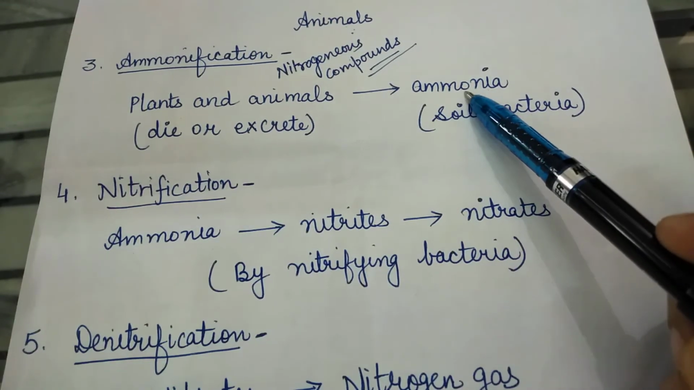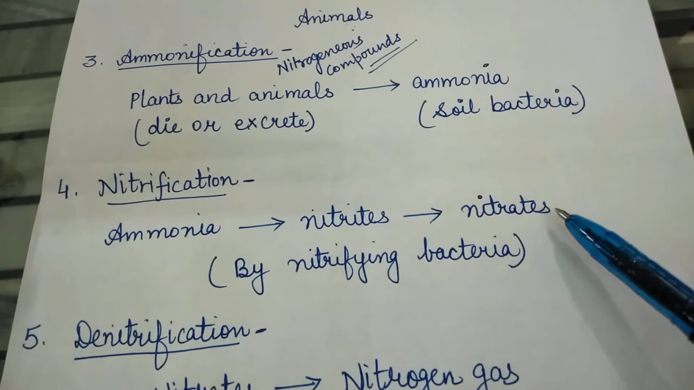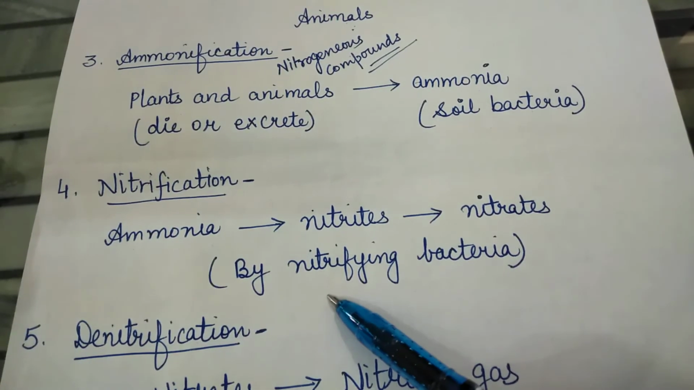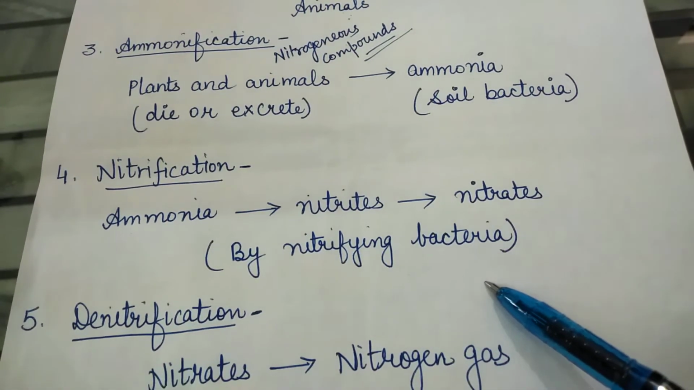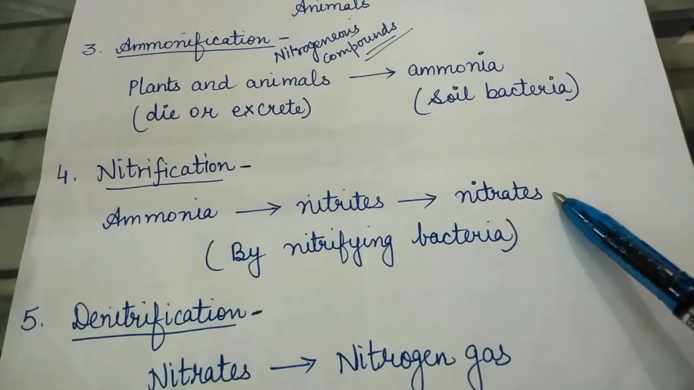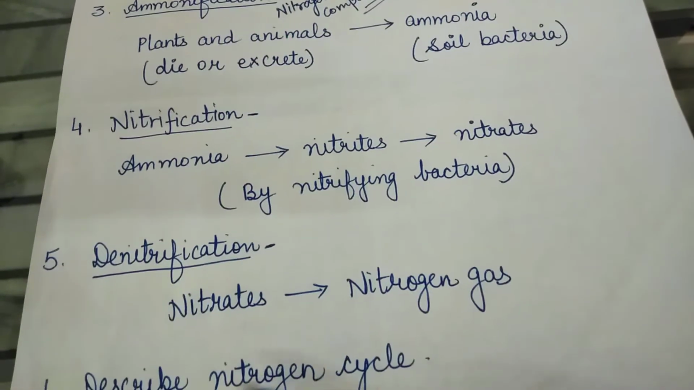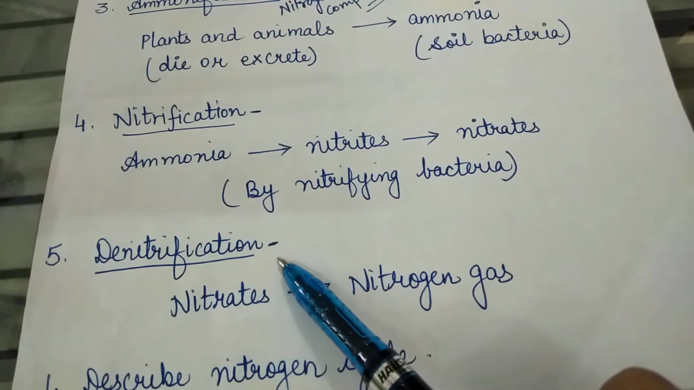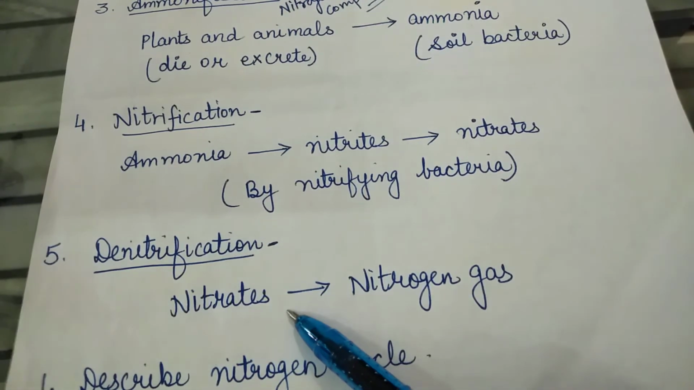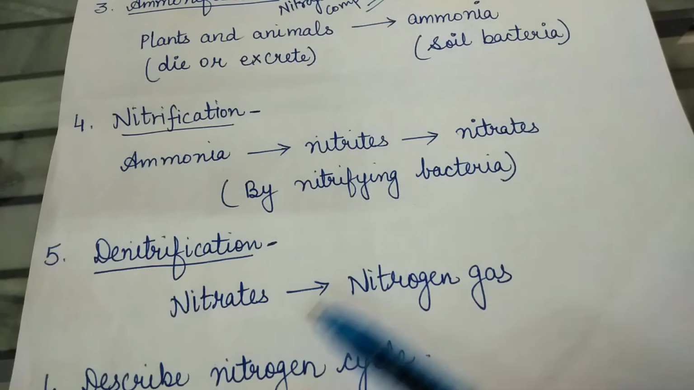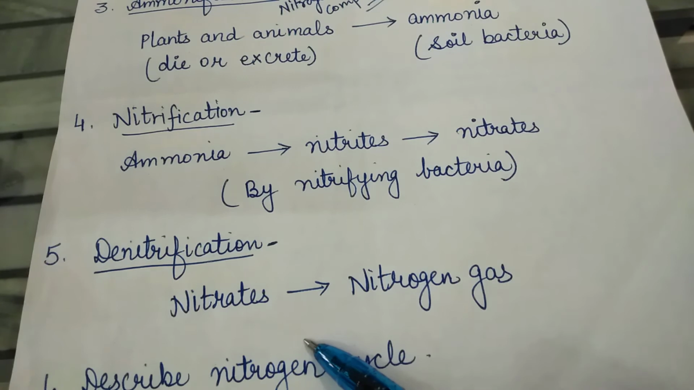The next step is nitrification. The ammonia produced here is converted first into nitrites, then into nitrates by the nitrifying bacteria present in the soil. So here we reached nitrates. The next process is denitrification. Here the nitrates produced above are converted into nitrogen gas by bacteria.